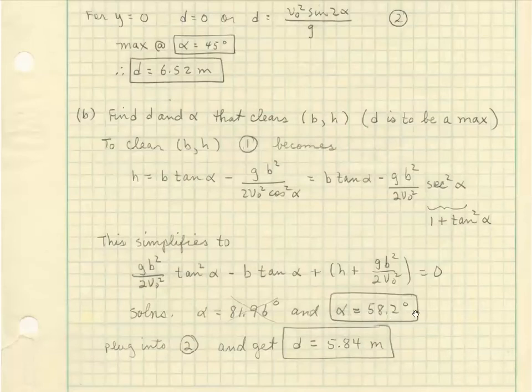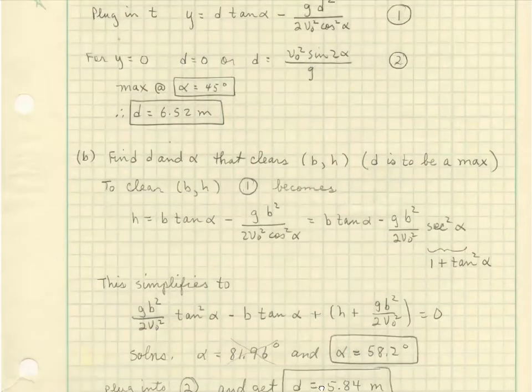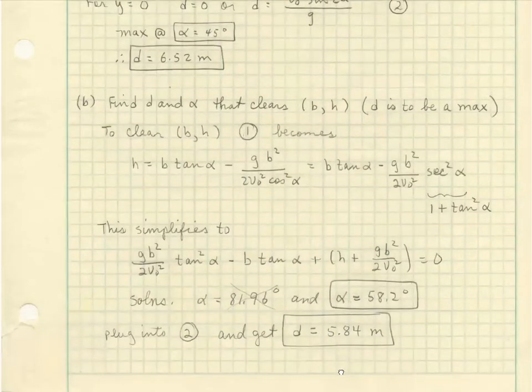Since we know 45 degrees is going to give us a maximum, then alpha higher than that is going to keep getting shorter and shorter distances. So we want an alpha that's closest to 45 degrees, and that would be this one here. So you plug that back into equation 2 right there and calculate your new d value, and you get 5.84 meters.